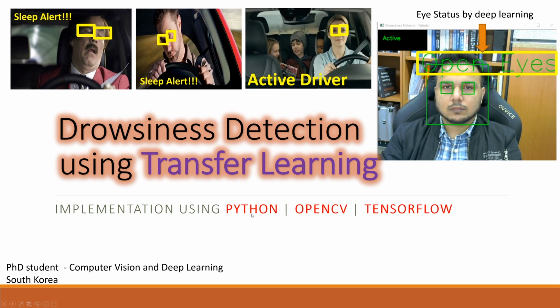For this implementation, we will be using Python as a programming language, and for overlaying these text data and all these rectangles, we will be using OpenCV. And for deep learning training on closed eyes images and open eyes images, we will be using TensorFlow.